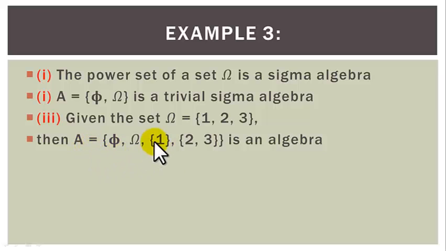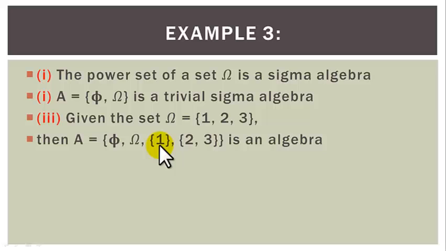For every element here, the complement must be there. The complement of empty set is omega, which is this. The complement of omega is empty set, which is there. The complement of this set is the set containing 2 and 3, which is there. The complement of this is this set containing 1, which is also in A.